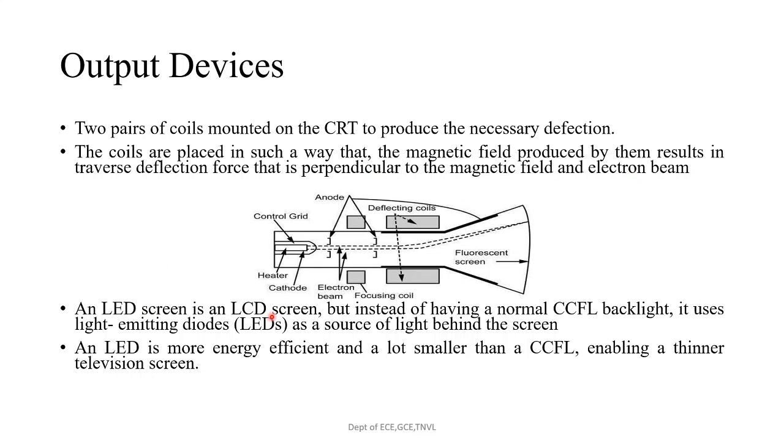An LED screen is an LCD screen, but instead of having a normal CCFL backlight, it uses light emitting diodes as a source of light behind the screen. An LED is more energy efficient and a lot smaller than a CCFL, enabling a thinner television screen.